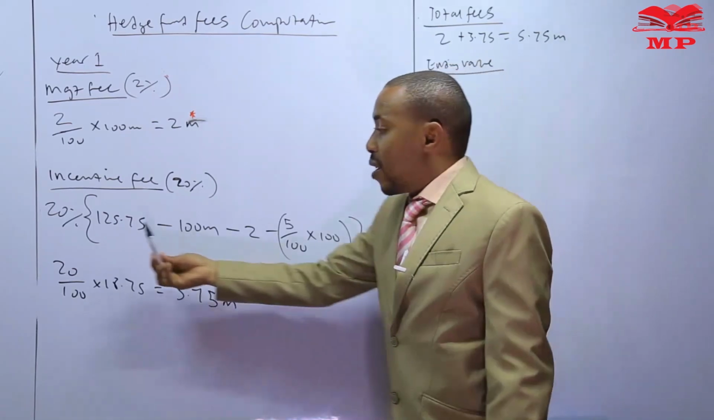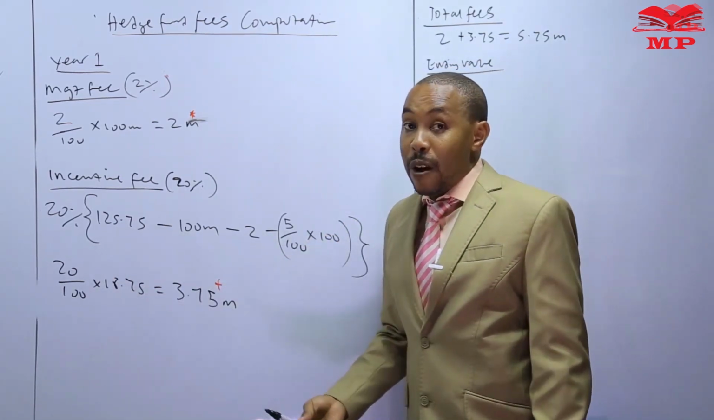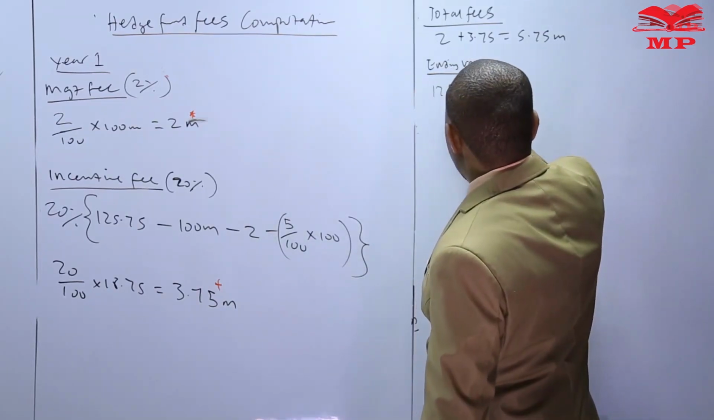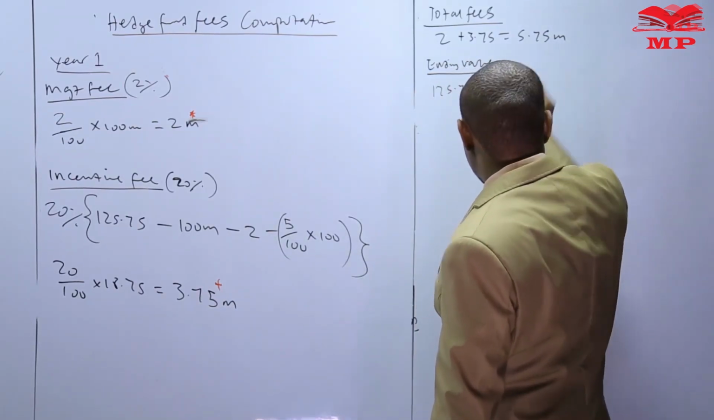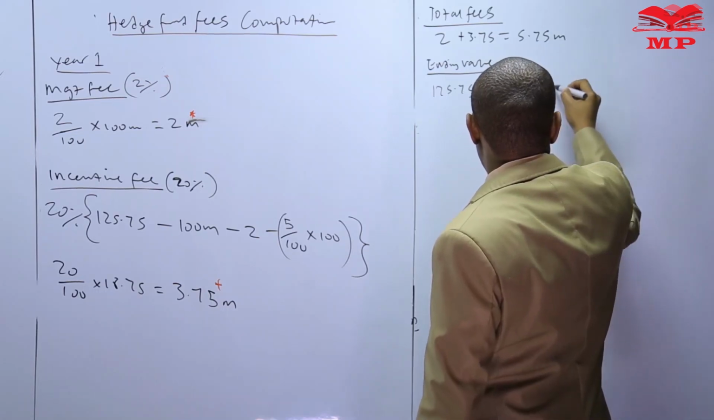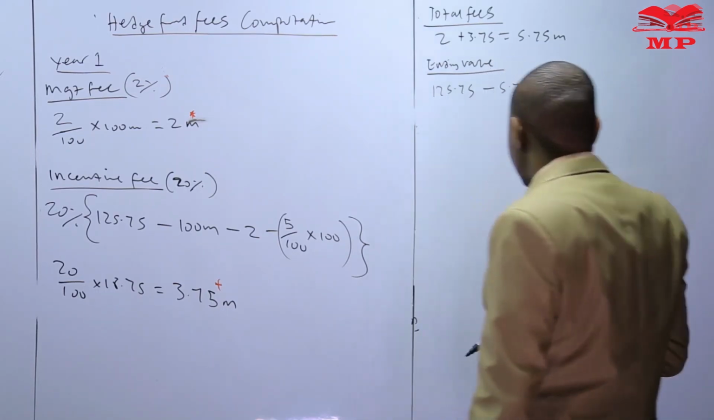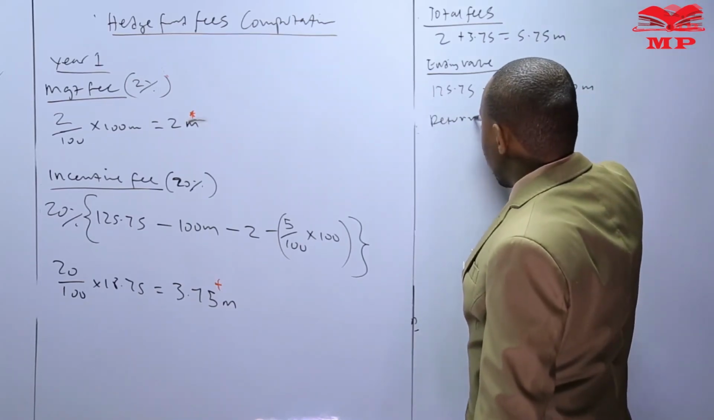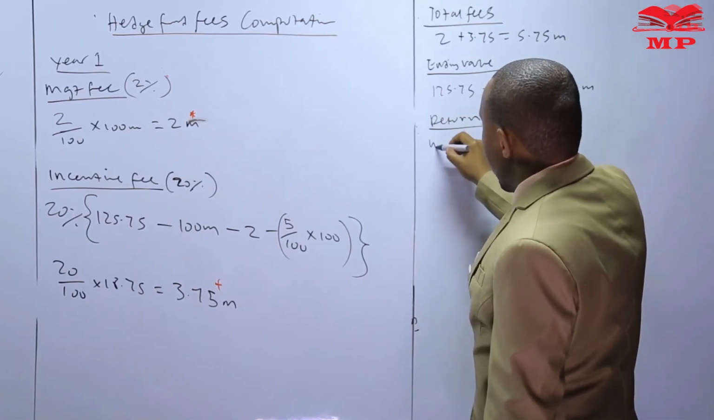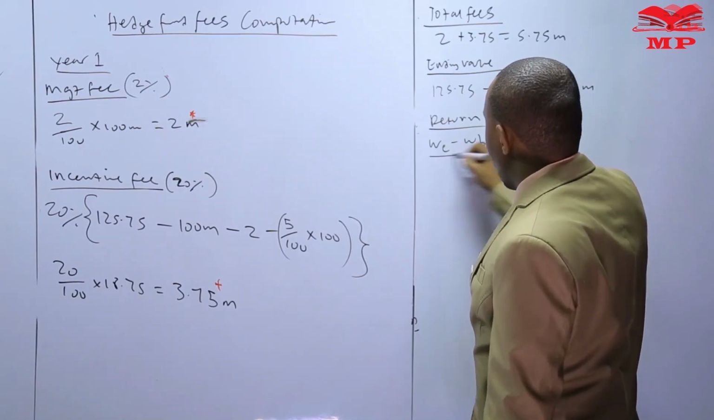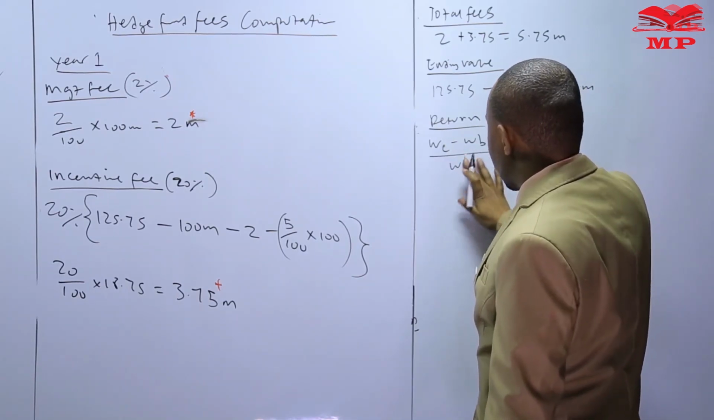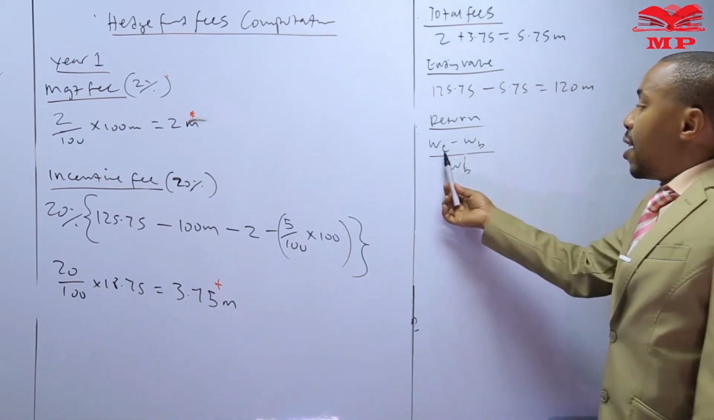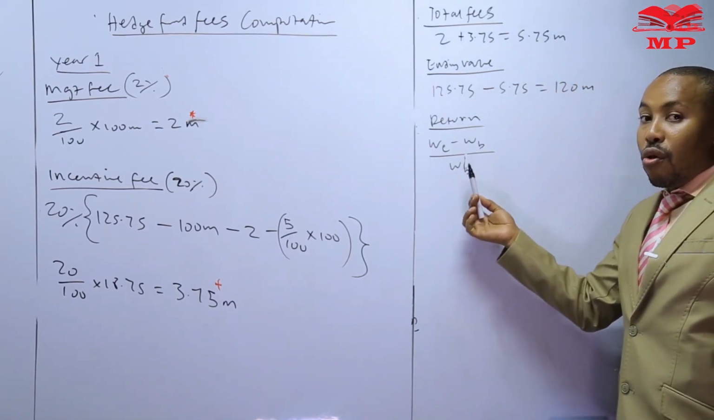We had initially been given 125.75 at the end of year 1, but we need to net the fees. So it's 125.75 minus the total fees, 5.75, you get 120 million. So the return is given as wealth at the end minus wealth at the beginning over wealth at the beginning. Please note these are subscripts. So the ending value minus the beginning value over the beginning value.